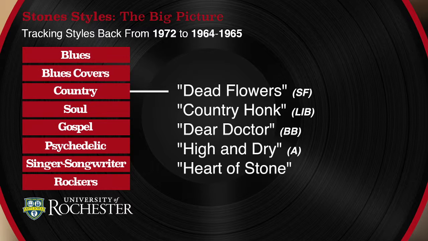So if we start with country, with Sweet Virginia, Torn and Frayed, and Loving Cup on Exile on Main Street, we can follow that back through Dead Flowers on Sticky Fingers, Country Honk on Let It Bleed, Dear Doctor on Beggar's Banquet, High and Dry on Aftermath, and then finally the single Heart of Stone. And so you see a really clear country line going all the way back, and that's not even mentioning their cover of the Hank Snow song.